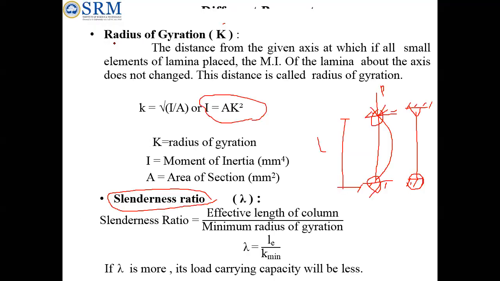So just remember this: when you apply axial load, if it is a short column, it fails due to pure compression. If it is a long column, when you apply axial load, the long column starts to bend, so bending stress will also be there. That is called buckling.